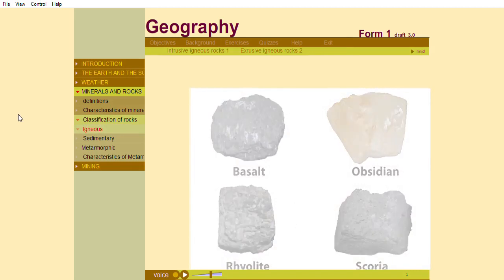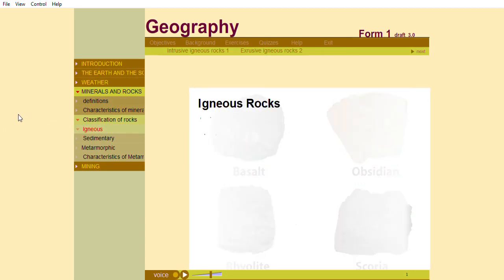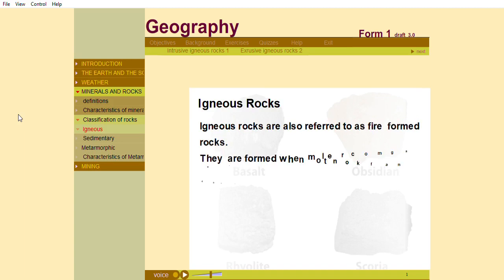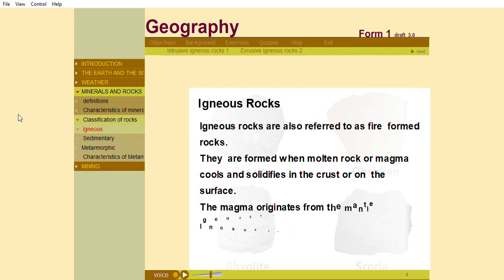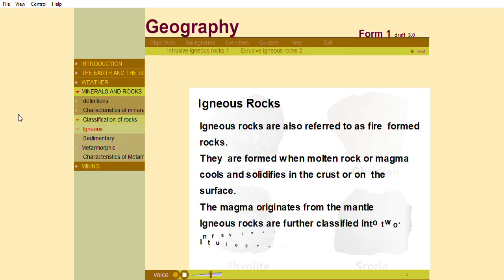Igneous rocks are also referred to as fire-formed rocks. They are formed when molten rock or magma cools and solidifies in the crust or on the surface. The magma originates from the mantle.